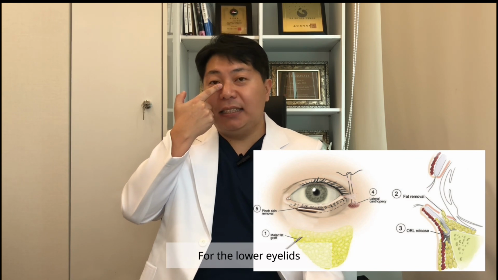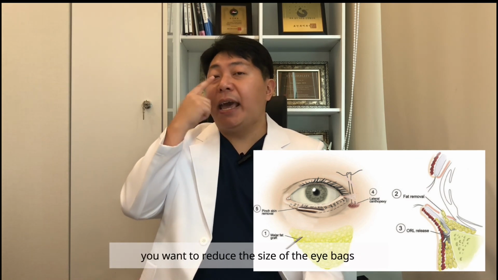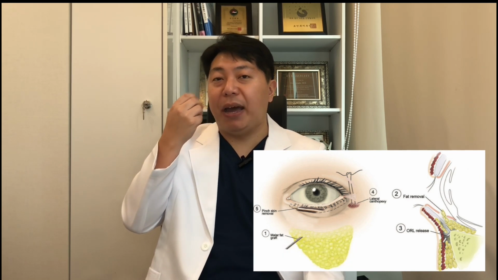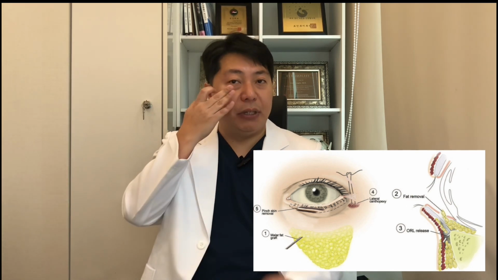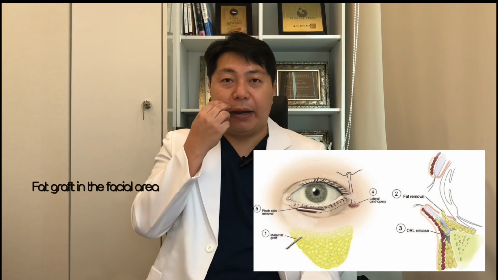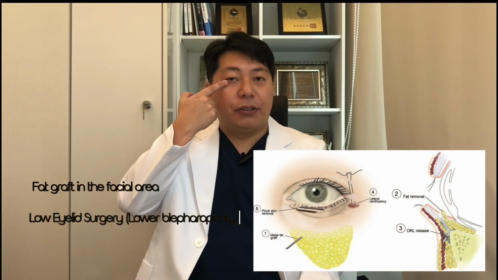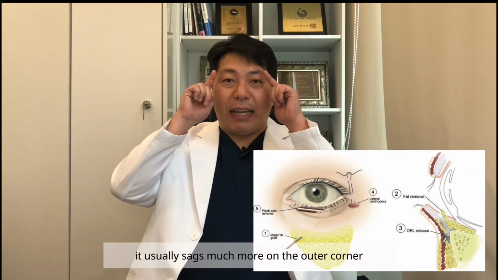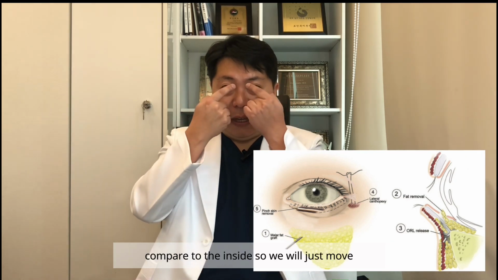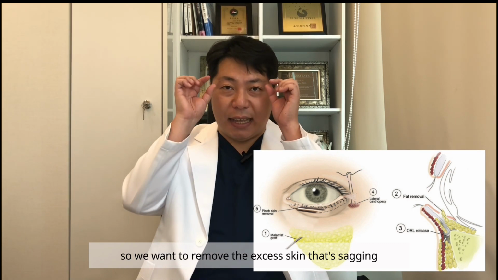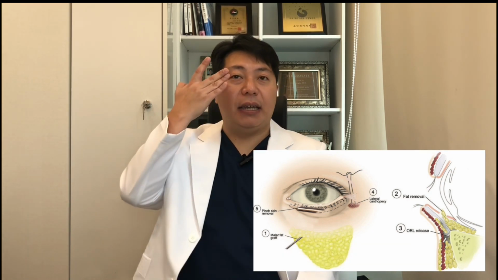And for the lower eyelids, you want to reduce the size of the eye bags and fill in the hollowness directly underneath the eye bags using your own fat tissues, or by repositioning your fat tissues and tightening the lower eyelids. This process is called fat graft in the facial areas, and lower eyelid surgery is called lower blepharoplasty. For the upper eyelids, when they sag, they usually sag much more on the outer corner compared to the inside. So we want to remove the excess skin that's sagging and do whatever's necessary inside the eyelid skin area.